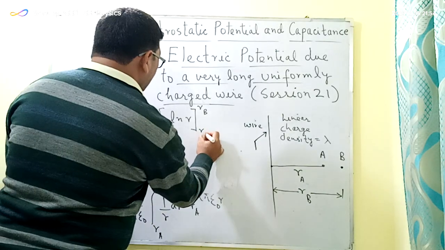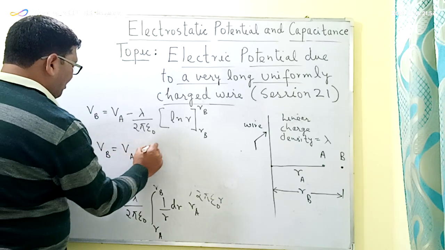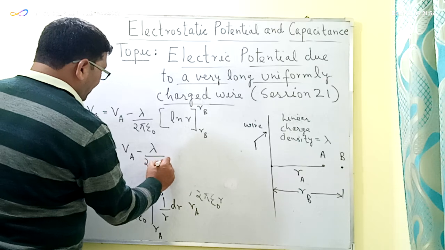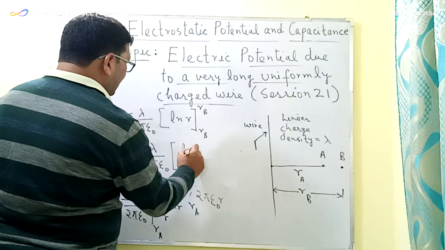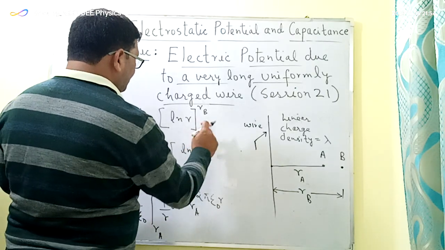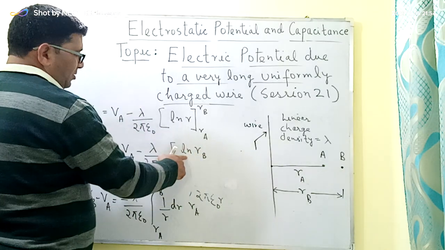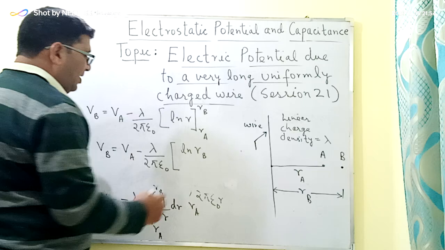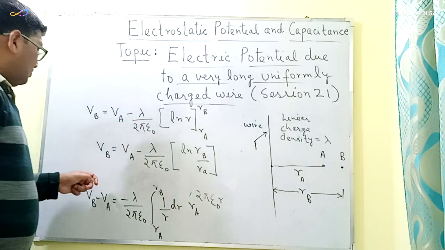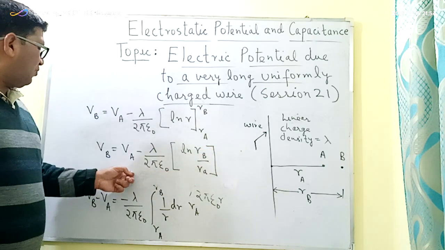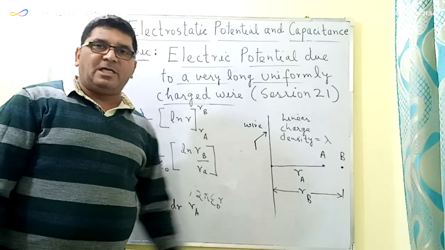So from this equation, the potential at the point B will be equal to VA minus lambda divided by 2 pi epsilon naught, and in bracket it will be natural logarithm of RB minus natural logarithm of RA, so this will be equal to natural logarithm of RB upon RA. So the potential at the point B will be given by this formula, and if we know the potential at the point A, then the potential at the point B can be calculated.